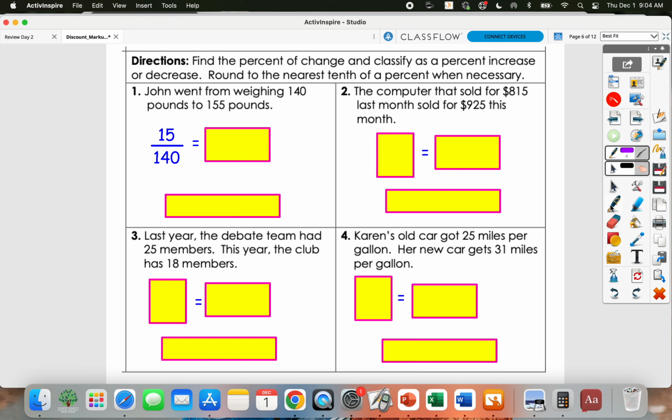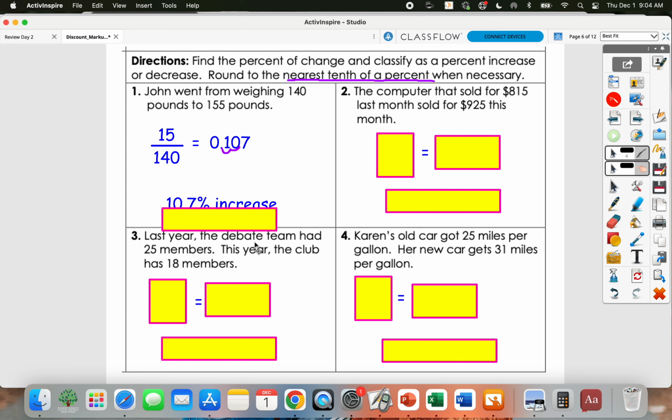It says to round to the nearest tenth of a percent when necessary. So we get 0.107 after we round. That's 11%. Which would be, no, 10%. We're rounding to the tenth of a percent. So we're going to keep it with the tenths place. So if we move that decimal two times, we would get 10.7%. If it says round to the nearest tenth, you should have a tenths place in your answer.